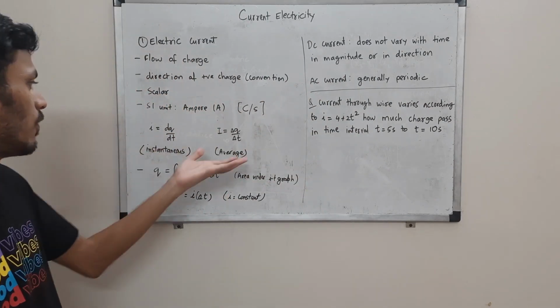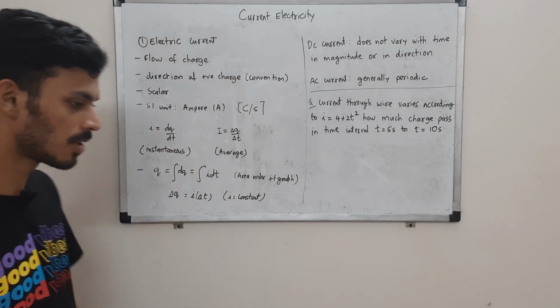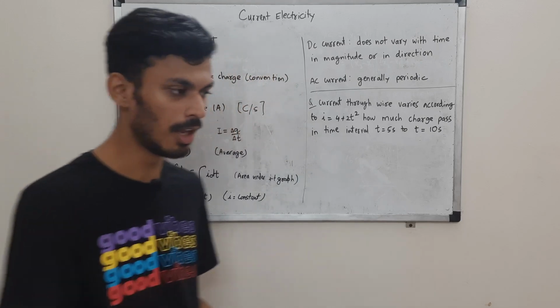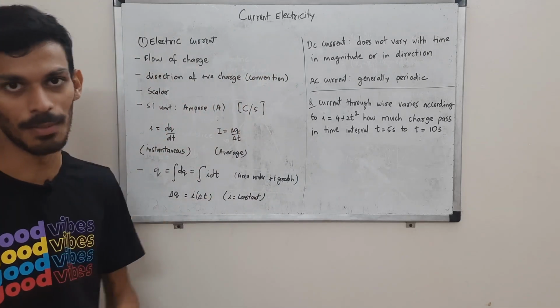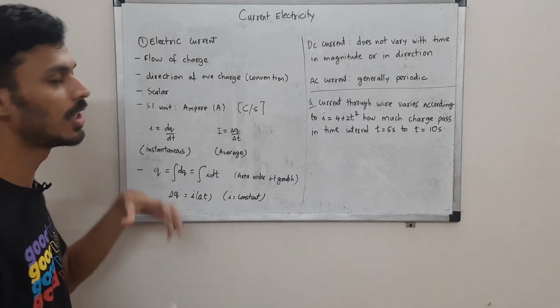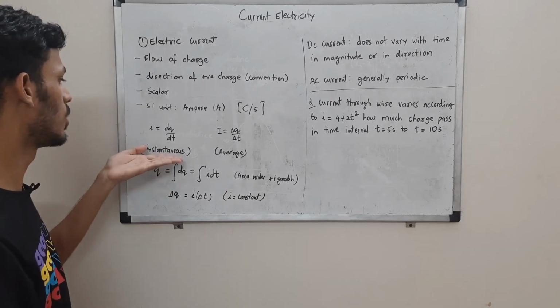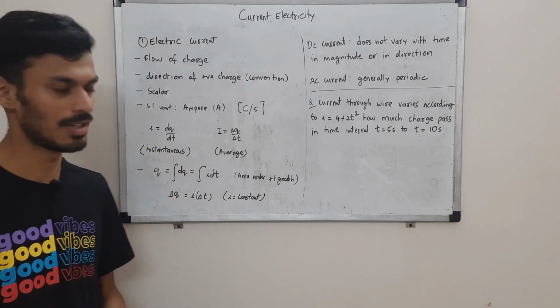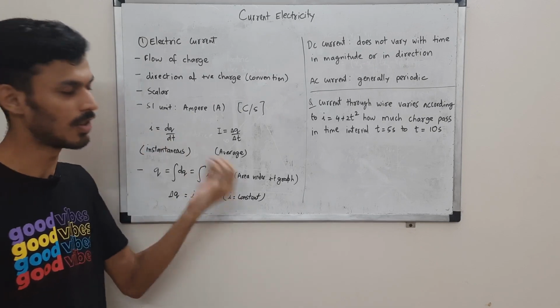Now you can define it mathematically as I is equal to dq by dt. This is usually used when you are supposed to find instantaneous current at a particular instant. Suppose you are given q as a function of time, or I as a function of time. Whenever you have the charge or the current as a function of time, the best definition to go for is the instantaneous one. You can find the instantaneous current by taking the derivative of your charge.